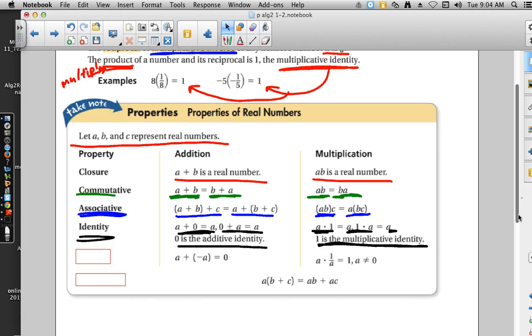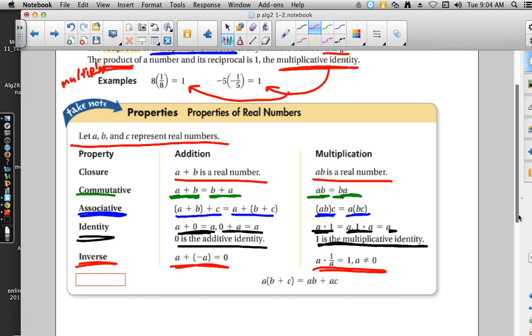Now we look at the next set and it says a plus negative a is 0, and we think, well, we talked about that one up there too. A times 1 over a is 1. Well, that was up there too. Those are inverses. That's how you undo those numbers. You use their inverses. So a plus negative a gives you 0, and a times its reciprocal, 1 over a, will give you 1.